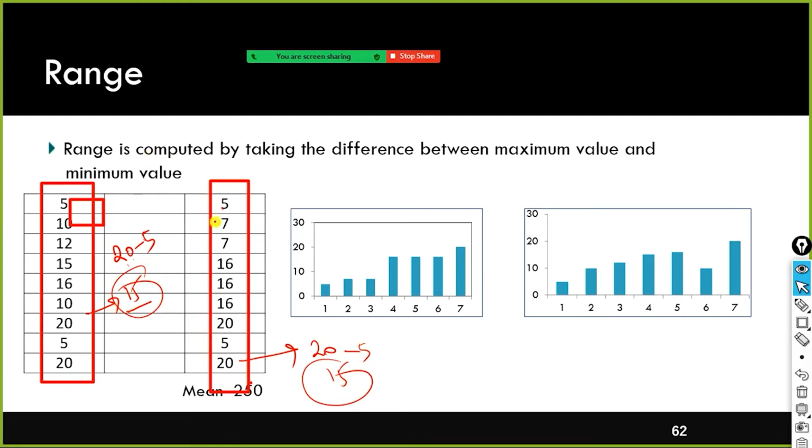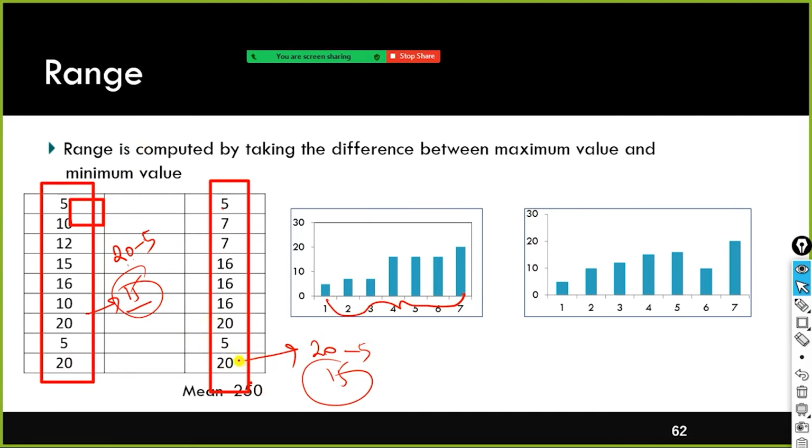Though they are different, the range is nothing but the spread, in this case. So the spread of the data, right? How spread out the data is. Look here, this is the spread, right? This is where the spread is 15. So this is how using range we can find out the spread of the data set.